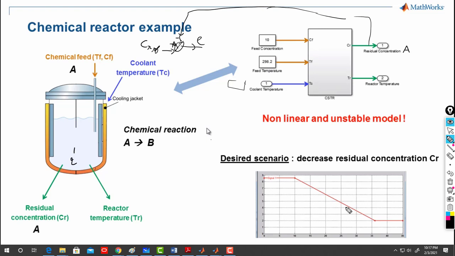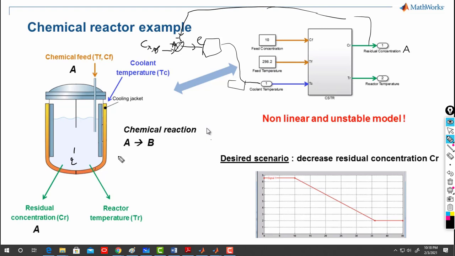Maybe I have a controller here that controls the temperature for me. The way the concentration of A decreases depends on the cooling jacket, which is here, and on the heat inside. How high the temperature is tells us how fast we decrease. This is some chemical reaction, and I introduced it just so you understand it. And this system is a highly nonlinear system.